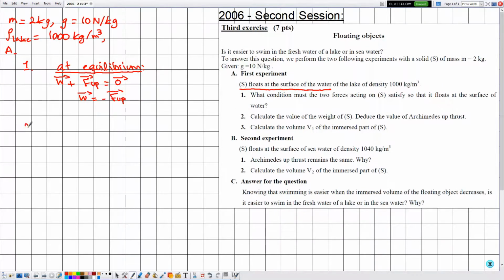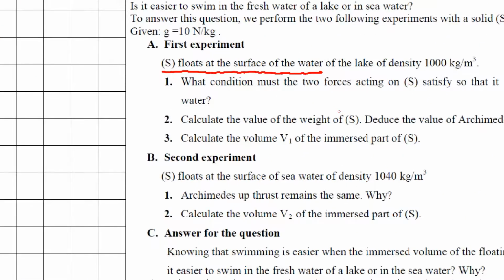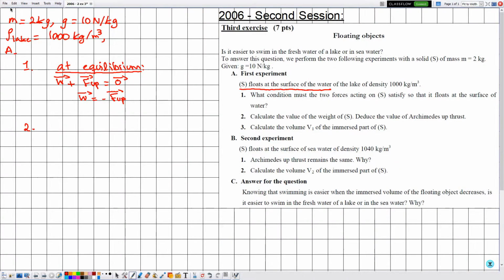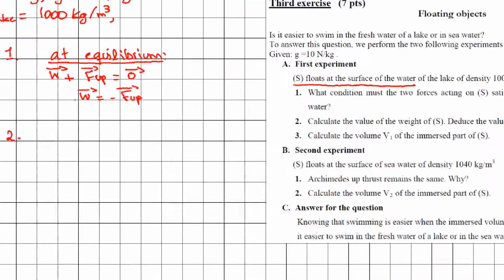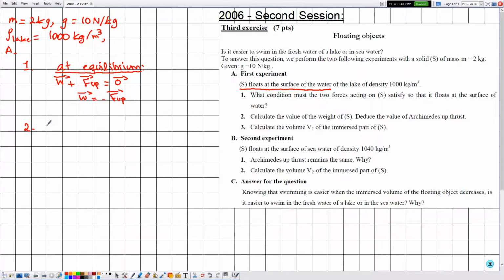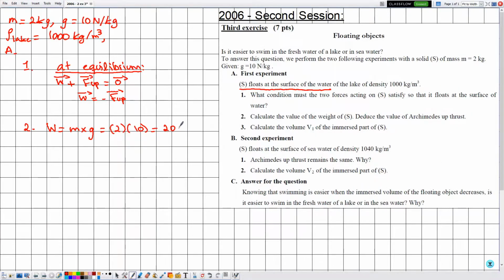Now in number 2, calculate the value of the weight of S. Deduce the value of the Archimedes upthrust. So let's start with the first part, in which we want to calculate the value of the weight of S, and by the value they mean the magnitude. So given the mass of the solid S and given the value of g, the magnitude of the W vector can be calculated using the formula W equals m multiplied by g. Now the value of m is 2, the value of g is 10. Plugging this into the calculator, the value of W is 20. Since both m and g are in the SI, the value of W will be in the SI, which is in newtons. Then W is equal to 20 newtons.